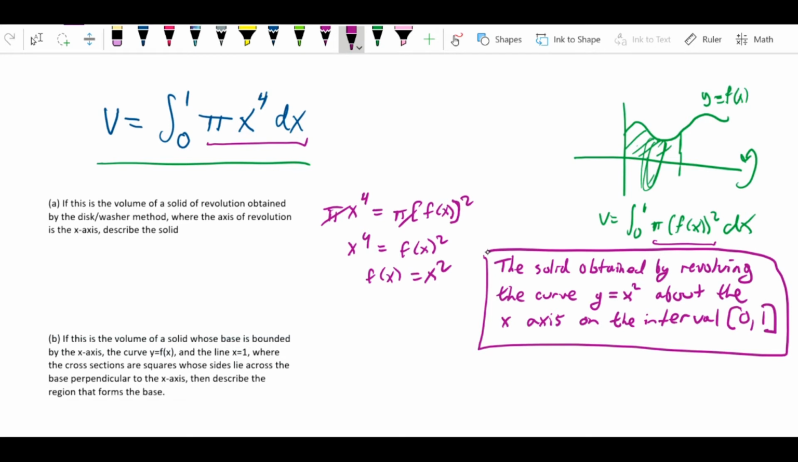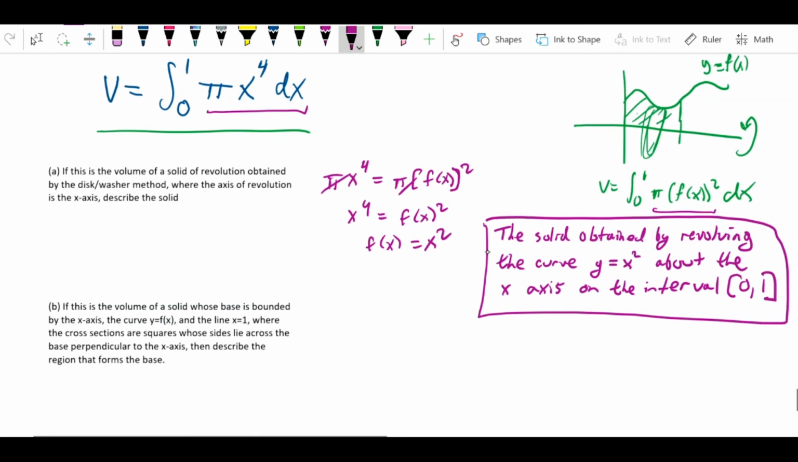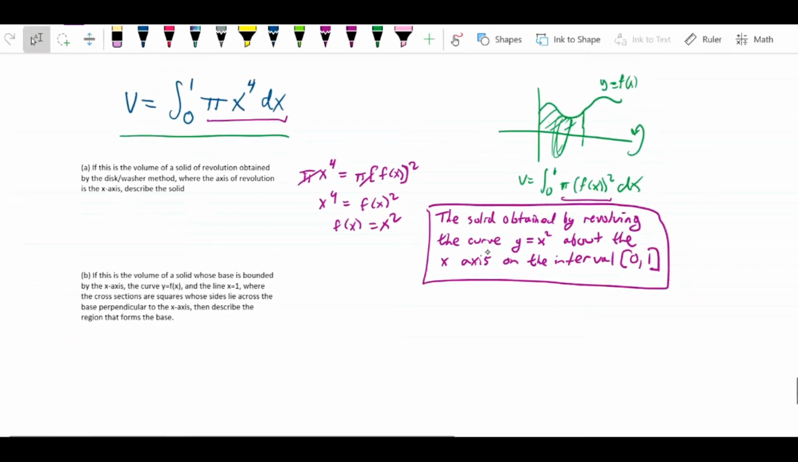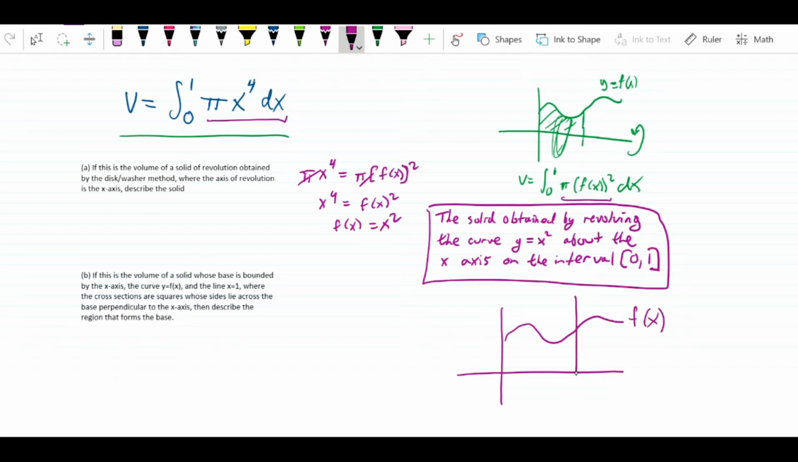So now what we want to do is part B, where we take the same integral and try to interpret it a little bit differently. So let me get a little more space here. If this is the volume of a solid whose base is bounded by the x-axis and the curve y equals f of x and the line x equals 1, so that's x equals 1, then the base, just to be clear, is going to be this region of the xy plane.